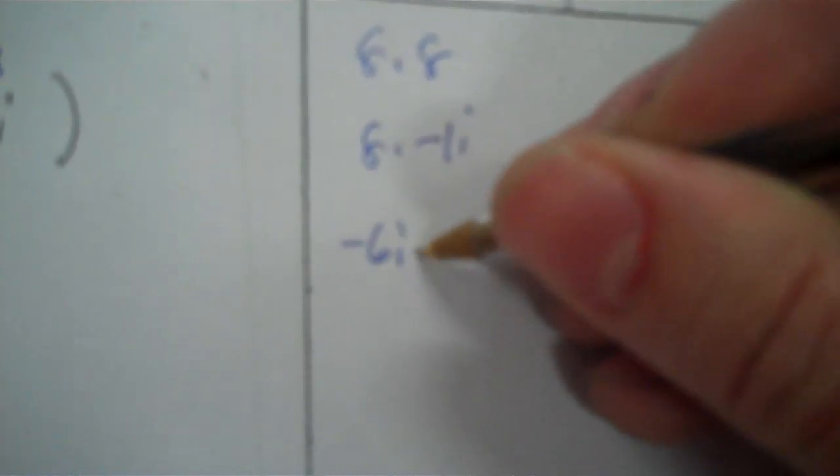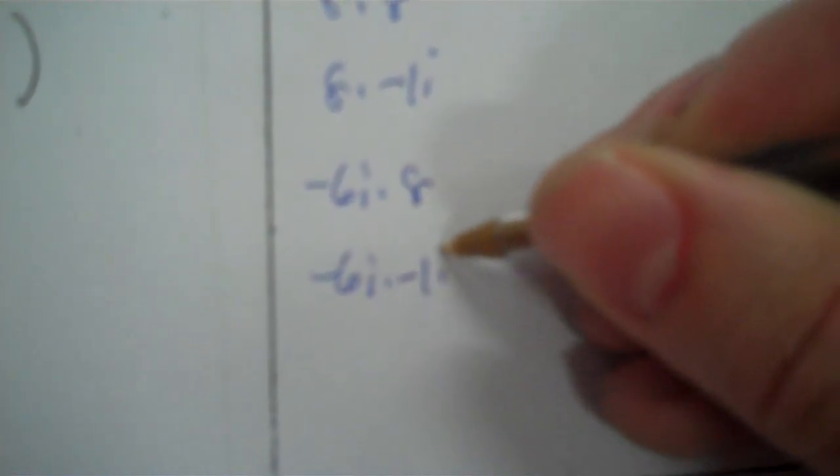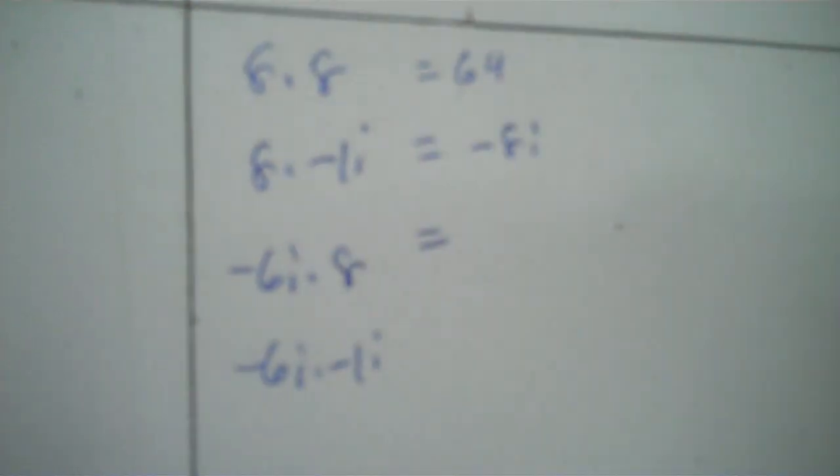Now you're simplifying by multiplying, okay? So it's a C1, C2 multiplication. So I take 8 times 8, distribute, and 8 times negative 1i. Then negative 6i times 8, and negative 6i times negative 1i. So this is 64, this is negative 8i, this would be negative 48 with i, and this would be positive 6, but it would be with i to the 2nd.